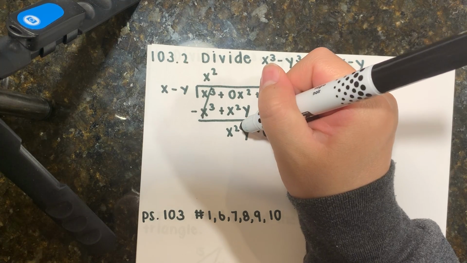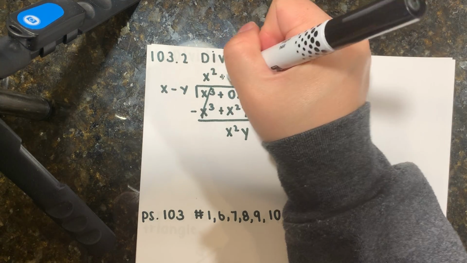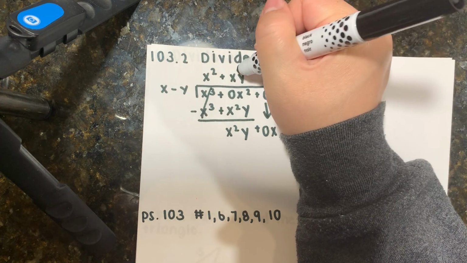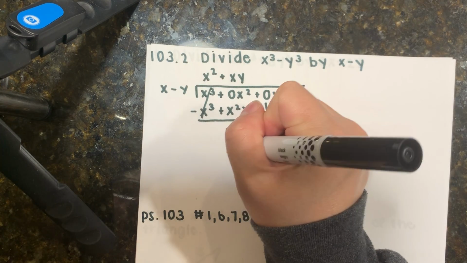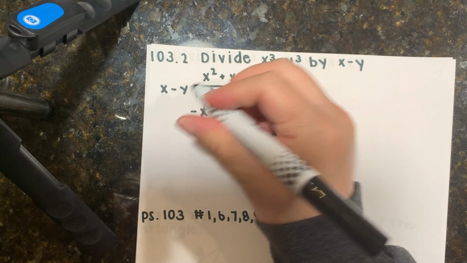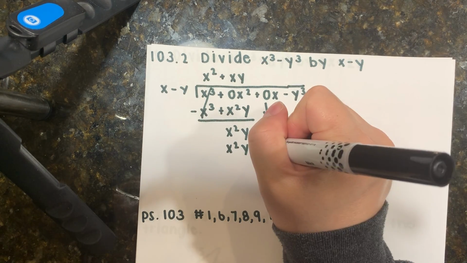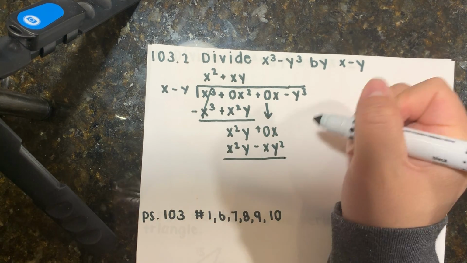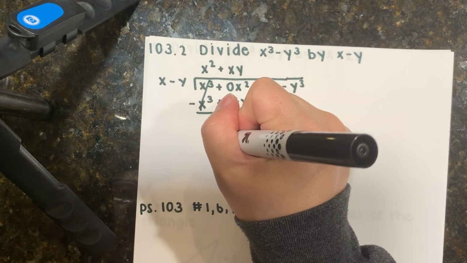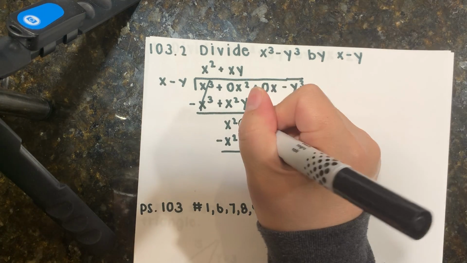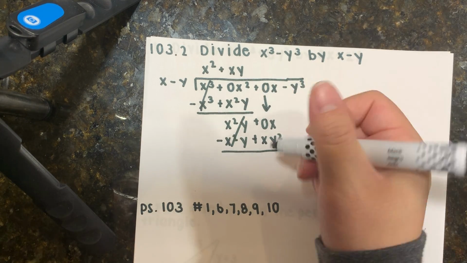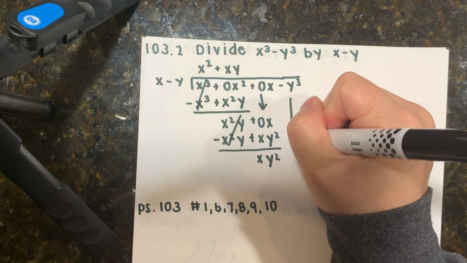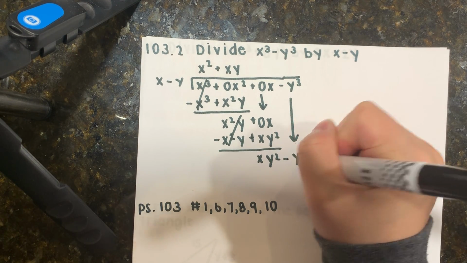Now I have x squared y divided by x, which lowers the power by 1, which would just be xy. Now multiply x times xy, that would be x squared y. Xy times negative y would be negative xy squared. But again, you're subtracting, so that changes the signs from positive to negative and negative to positive. These cancel. This would just become xy squared, and then you're going to carry down your negative y cubed.